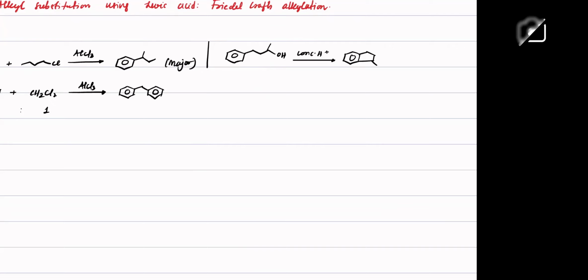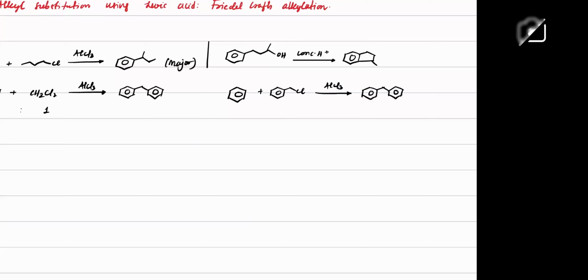If you notice the next one, I have a phenyl group here, I mean benzene, and then we have benzyl chloride here, like this. Benzyl chloride with AlCl3. Again, you can get the same thing like this because a carbocation can form here. You can get that same product.